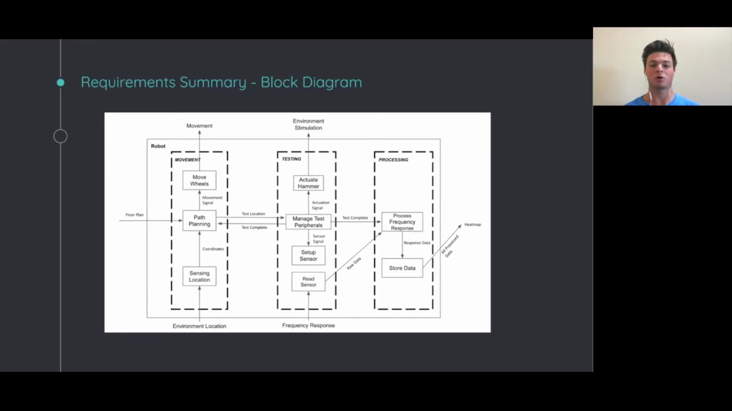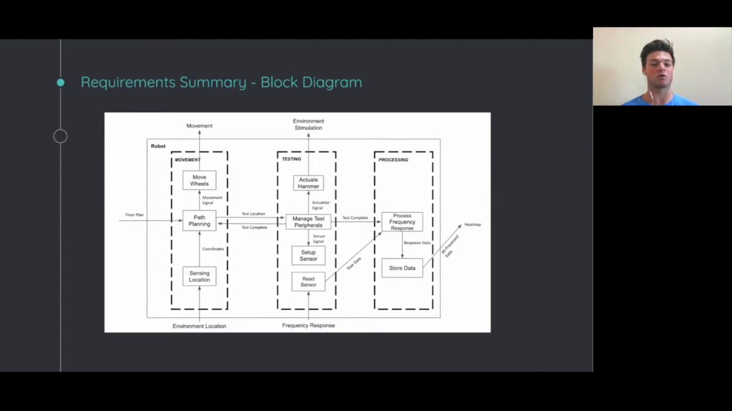The process begins when the user inputs a floor plan, in which the robot will then plan the proper path to survey and test the structure. Once the floor plan is entered, the robot will use sensors to detect where it is with respect to the floor plan and move to the next location for testing.